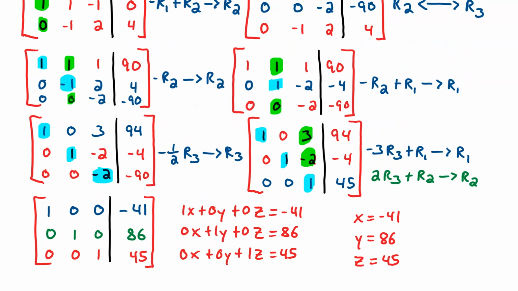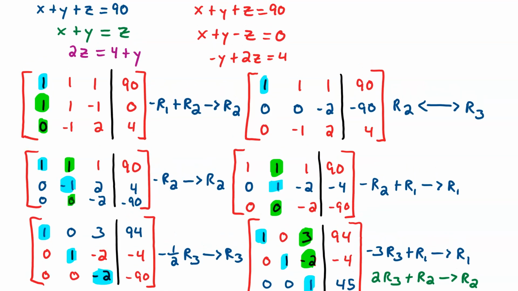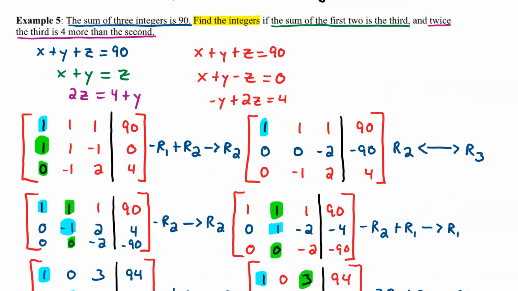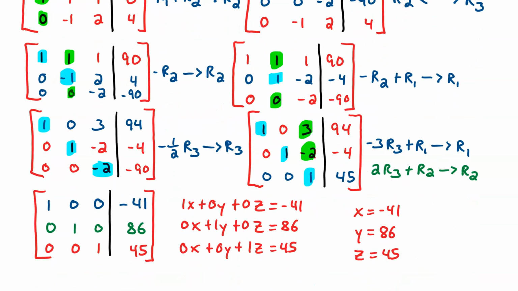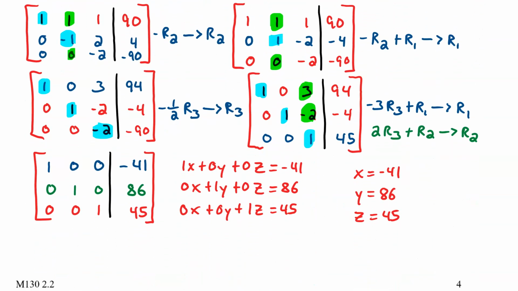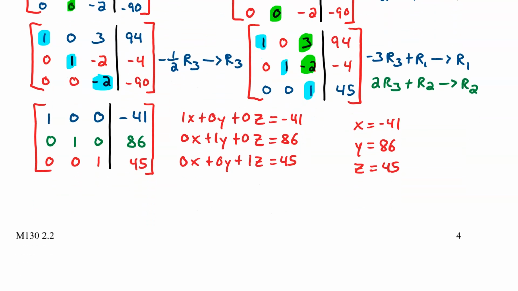So we did say when we solve, especially in a problem like this, we can check with the conditions that were already established. So just remembering that all three of these numbers have to add up to 90. The first two numbers, x and y, if we add them together, they should equal the third number, which is z. And then if we take the third number, which is z, we double it, it's going to equal what we get if we just take y and add 4 to it. And so we could verify all of those conditions.